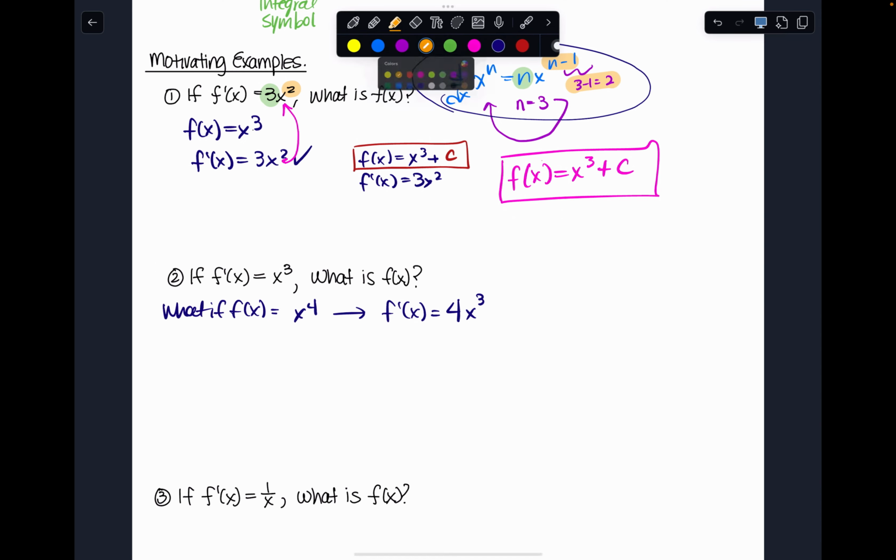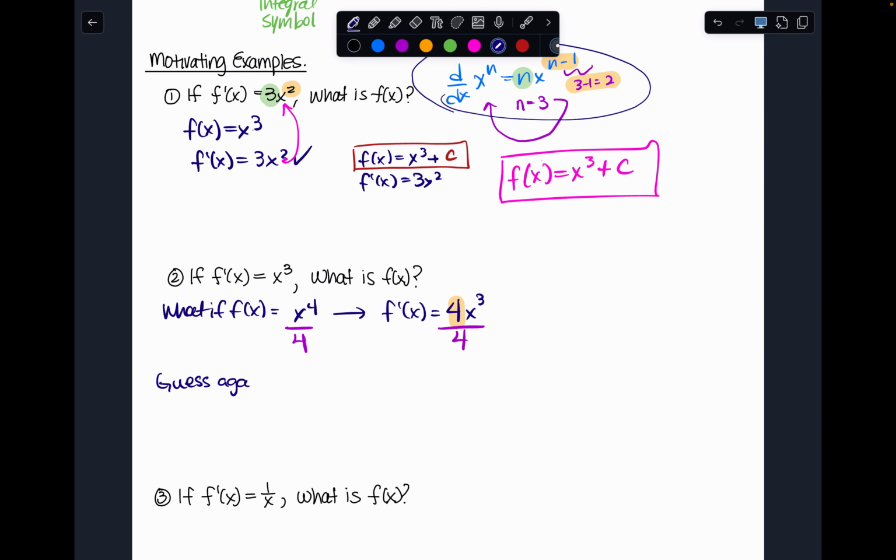We're off by a constant, right? When we differentiate that, we get 4 times x cubed. So if the question asked if f prime is 4x cubed, what is f? We would say x to the 4th. So what do we do to compensate for that? Well, we want this to be divided out by a constant number 4. So we'll divide out our original guess by a constant number 4 and guess again.